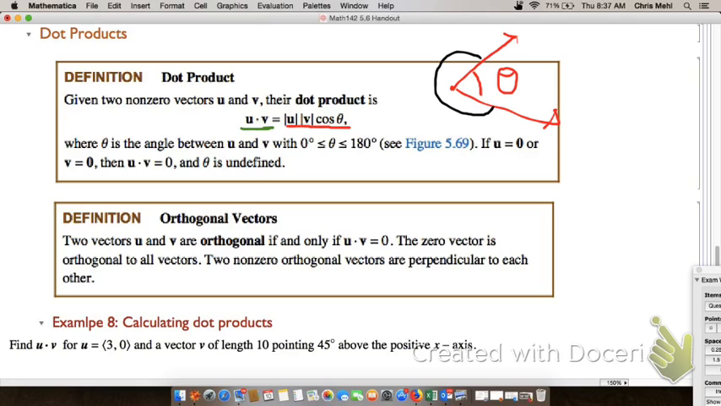If u is 0 or v is 0, then the dot product equals 0, and the angle between those vectors is undefined in that case. It doesn't make sense to talk about an angle between vectors if one of the vectors is the 0 vector.